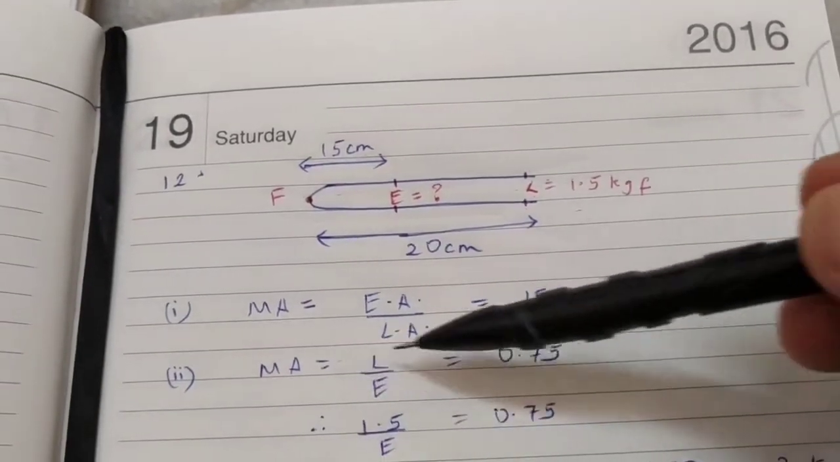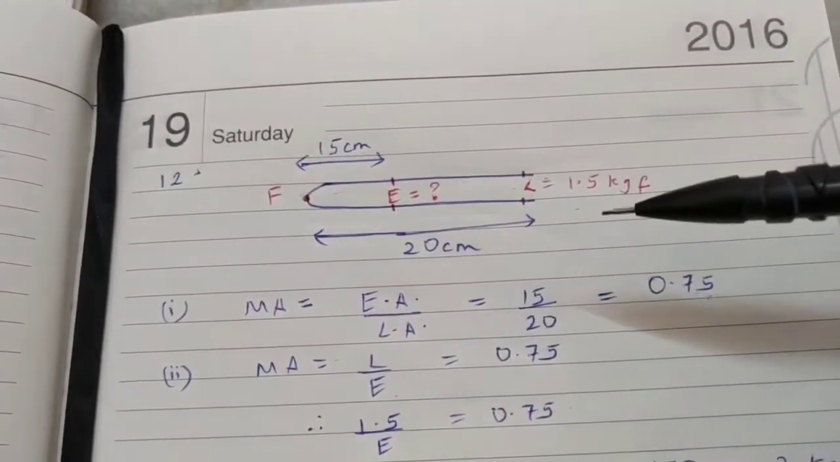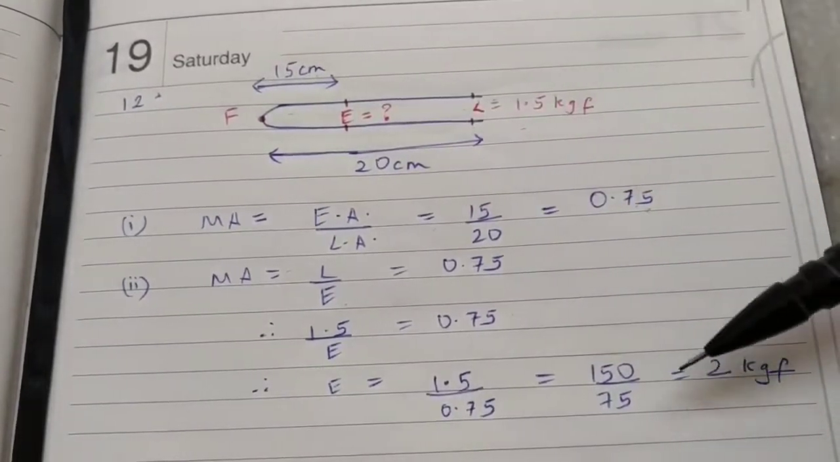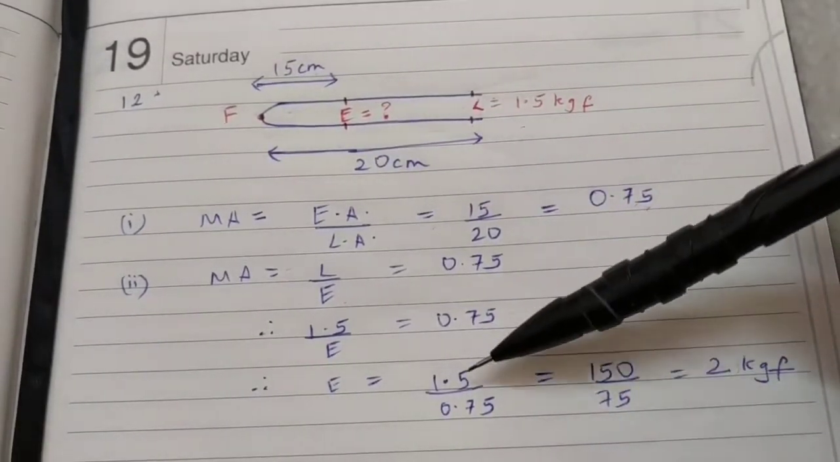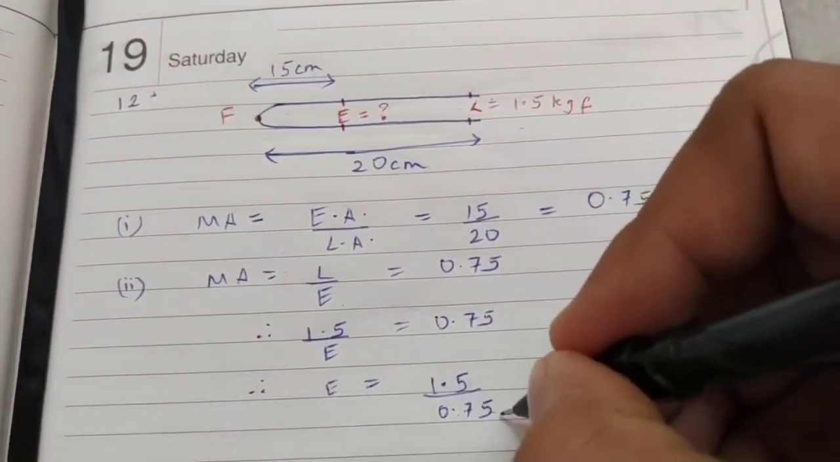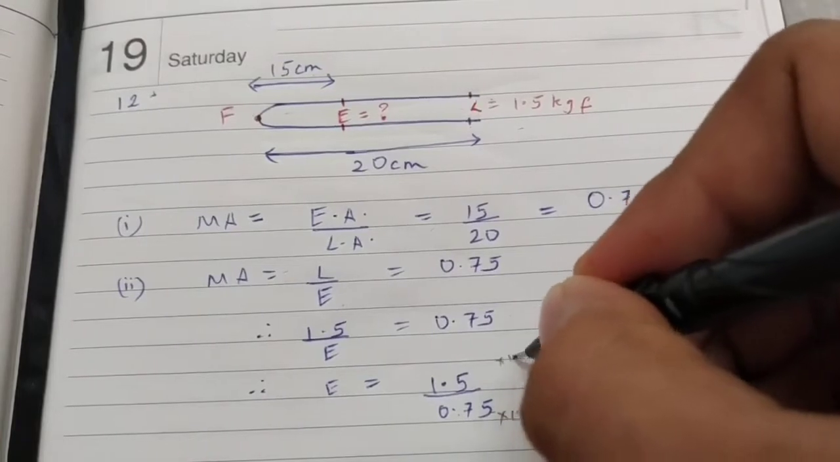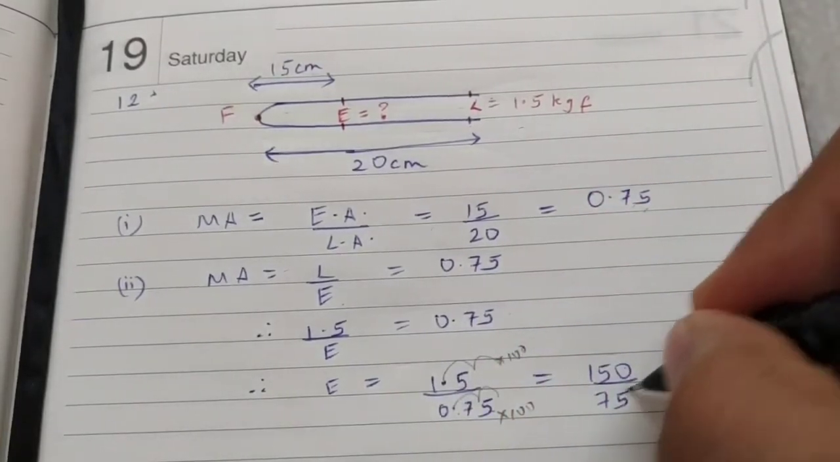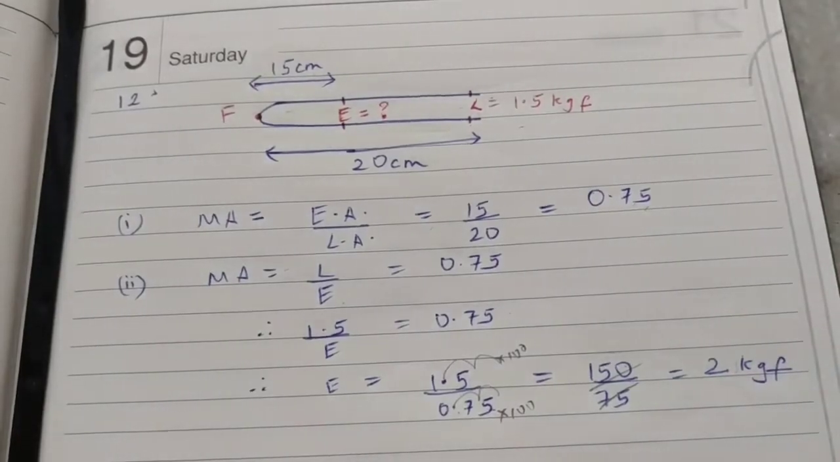Now, using the other formula of mechanical advantage, load upon effort, we can find the effort required to lift this, which is 2 kgf. So how to solve decimal fractions? Well, get rid of the decimals first. 2 decimals, so multiply by 100, shift 1, 2, shift 1, 2. That becomes 150 upon 75. And then you can reduce it to 2 kgf.